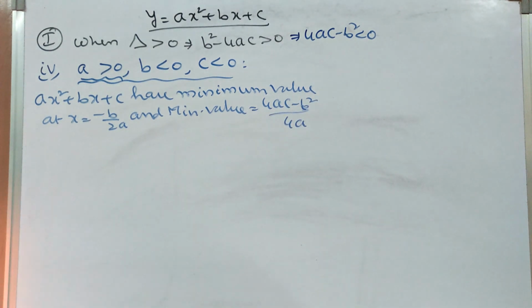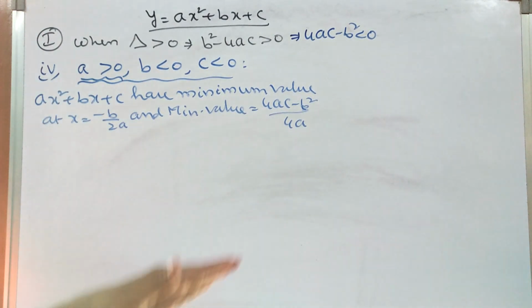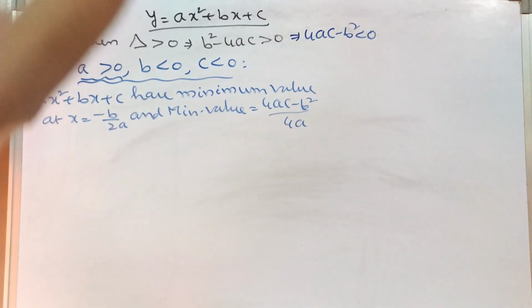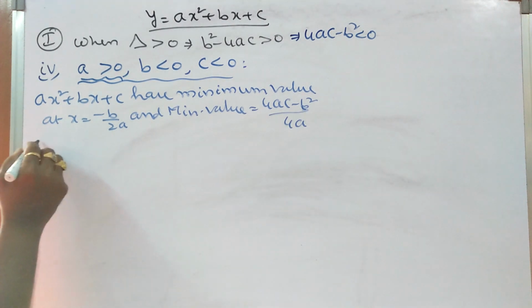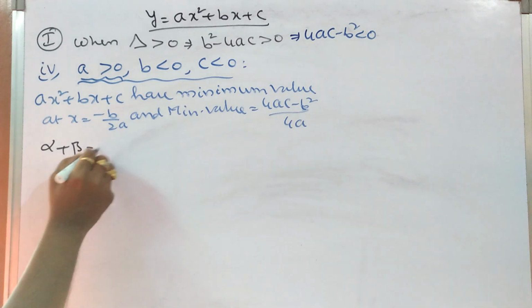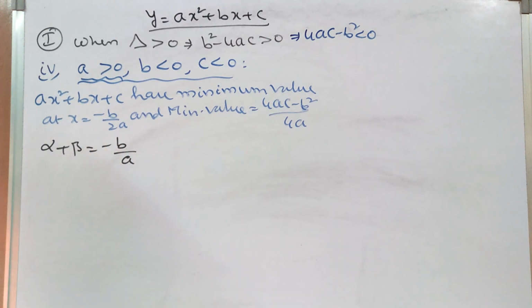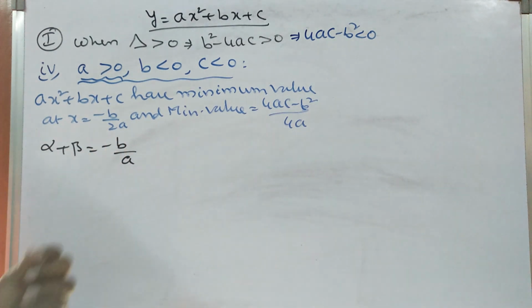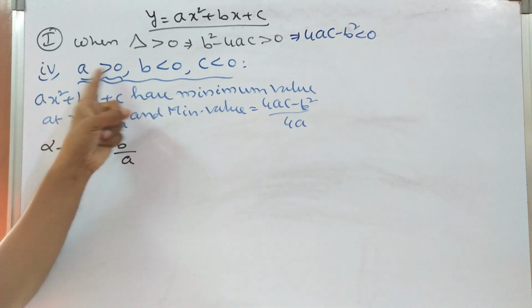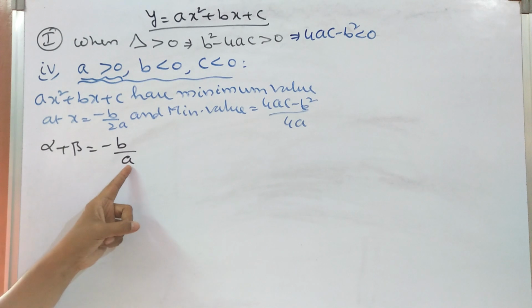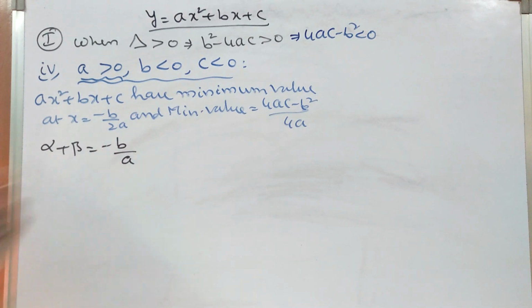Now after getting this, it is having minimum value, which means the parabola is an upward parabola. Let us see how the roots will be, where the graph intersects the x-axis. So alpha plus beta, what is alpha plus beta? Minus b by a. Minus b by a means how will it be? B is negative, a is positive, negative by positive is negative, negative into negative is positive.